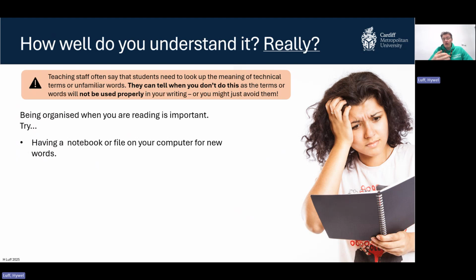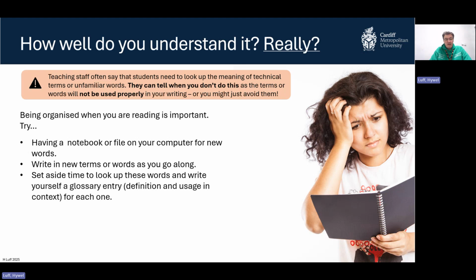So have a notebook or a file on your computer where you can start to build a glossary. You put the word in, you look up a little bit what it means, and you start to write yourself your own definition of it. As you come across it again in future, you can think, oh, okay, I know a bit more about that. In my subject, this word means this. You'll build up more of a picture about what that word actually means in your subject.